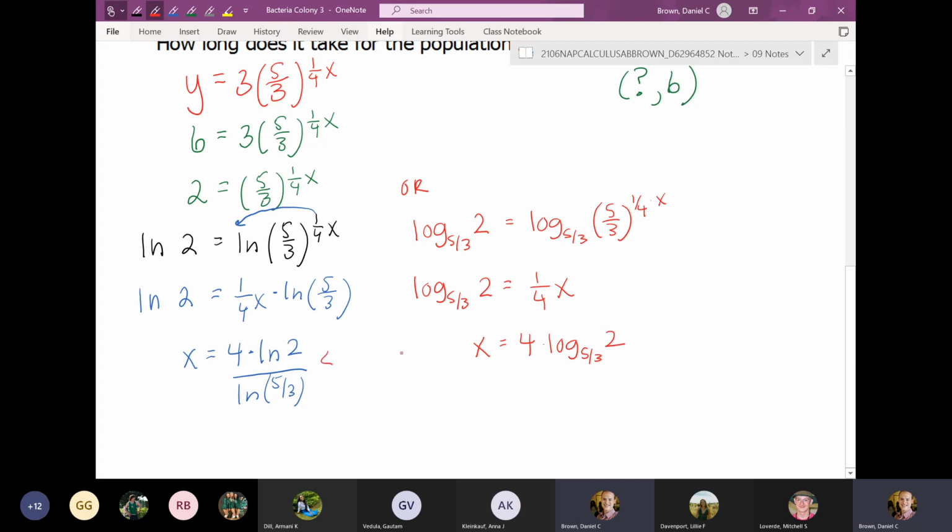And you're like, Mr. Brown, those answers don't look the same. And I would say they actually are. You can show they're the same by using the change of base formula, where this is the same thing as 4 natural log of 2 divided by the natural log of the original base, 5/3. So they are the same. And honestly, if it was a calculator question, you could type it in and you would get the same decimal.